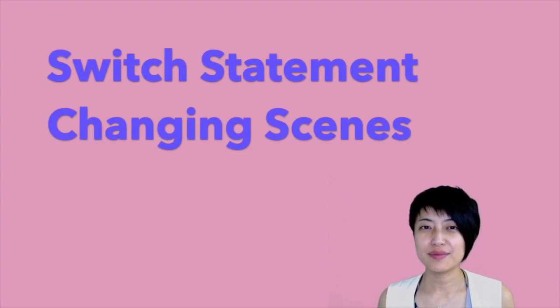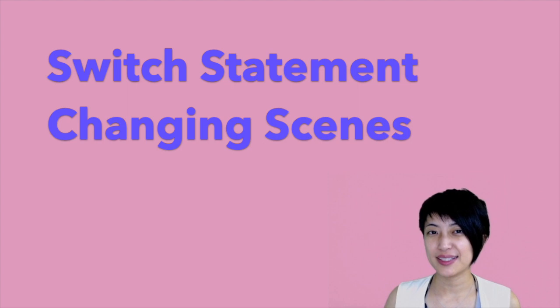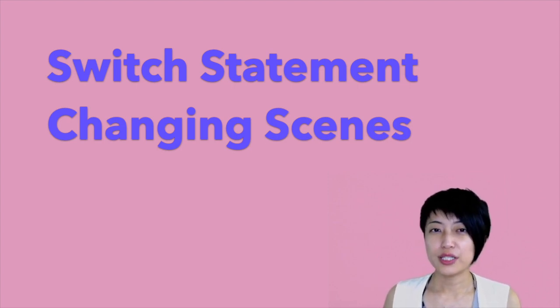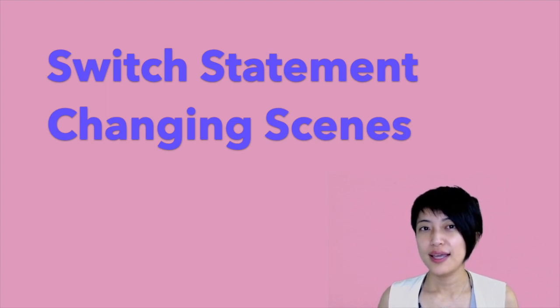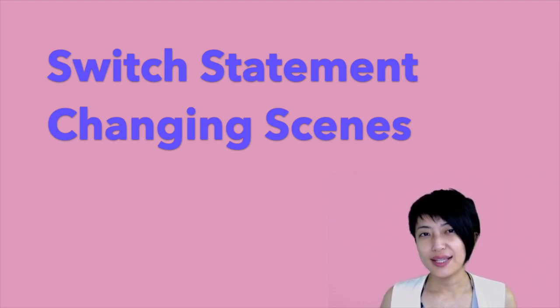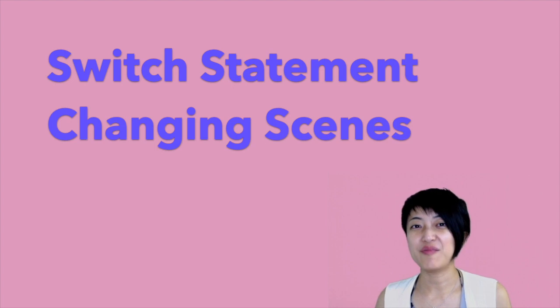A switch statement is a type of conditional statement which verifies whether a variable is true or false and makes decisions based around that. We are going to use the switch statement to actually create different scene changes inside the Frogger game that we have been building using classes and objects.